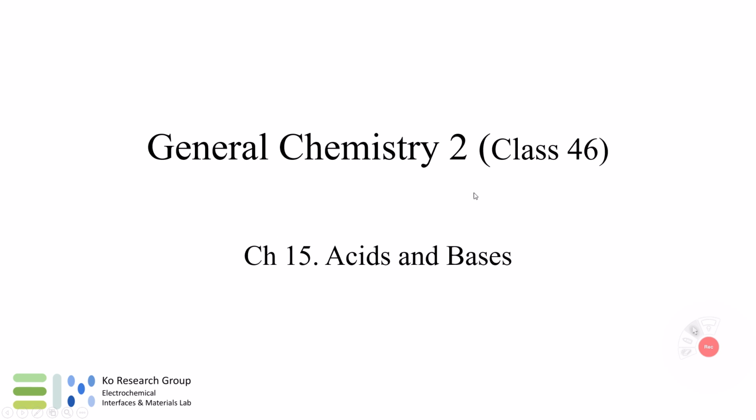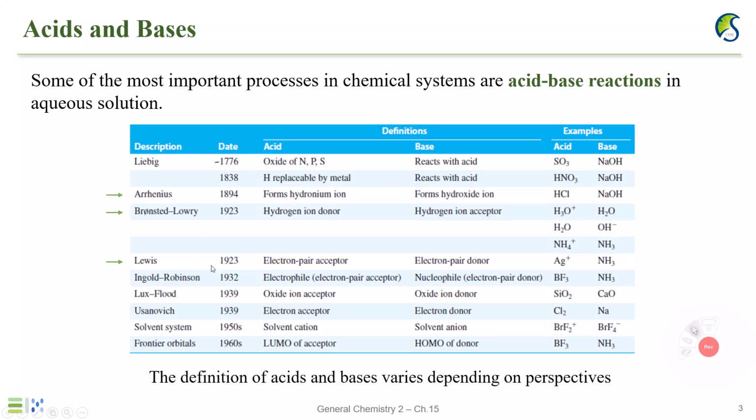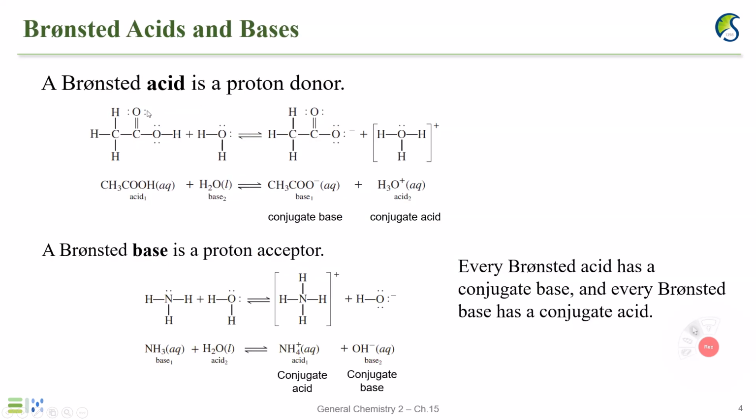Okay, so as usual, I'm gonna do a brief review of the contents and move on to the contents we're gonna study. So this chapter is about acids and bases, which is a very important concept in general chemistry too. There are various definitions, and the most important concept in this chapter is the Bronsted acid and Bronsted base. So Bronsted acid, proton donor.